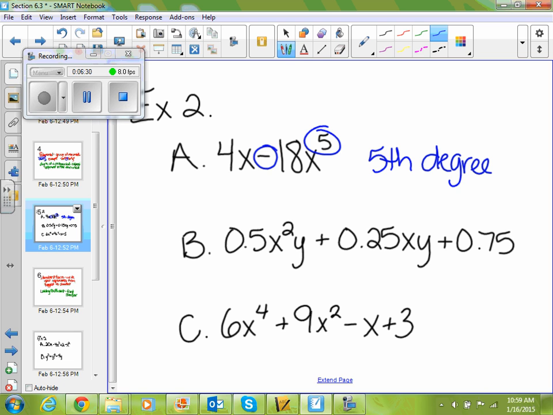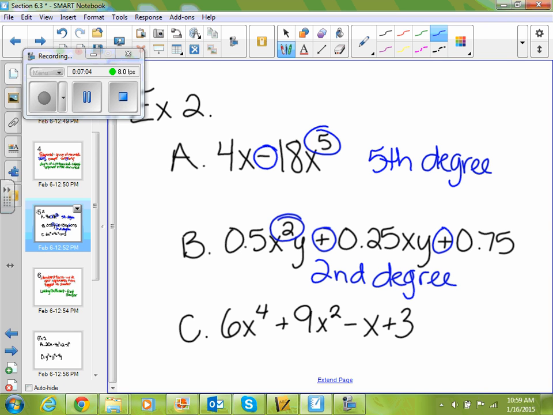If I look at part B, 0.5x squared y plus 0.25xy plus 0.75. I know this is a polynomial because of these plus signs. Then to find my degree, I look for my biggest exponent. My biggest exponent is a 2, so this is a second degree polynomial.